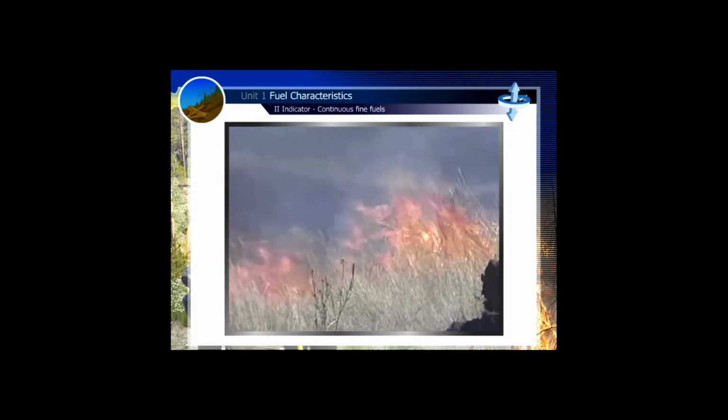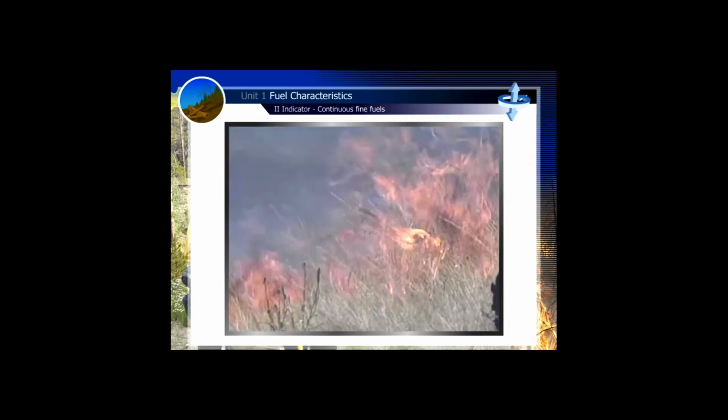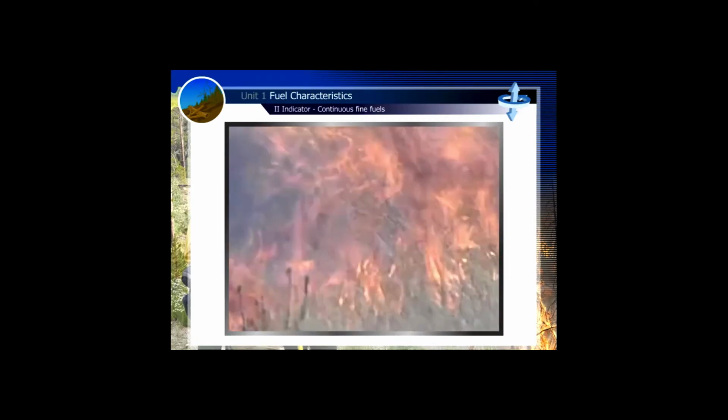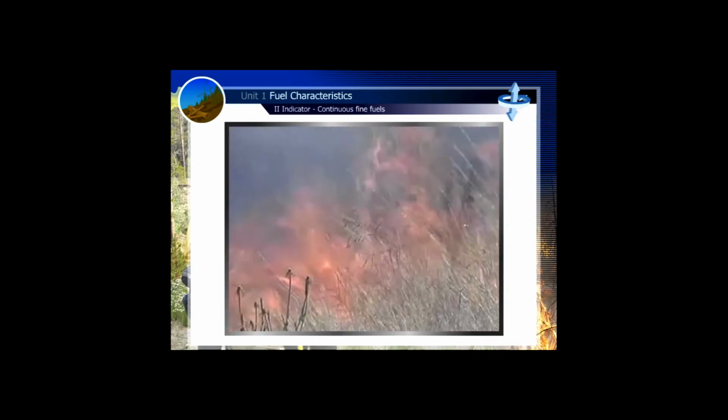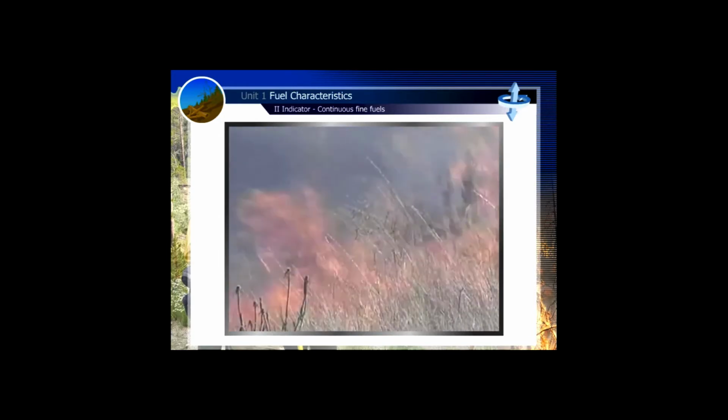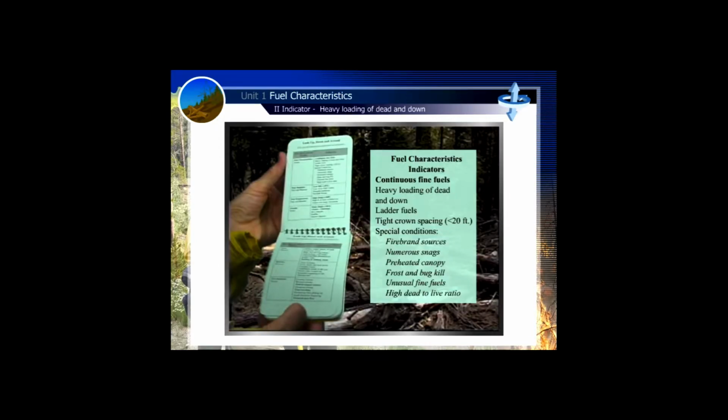When continuous fine fuels are dry, they ignite readily and are consumed rapidly by fire. They increase the potential for rapid rate of spread, and they are the primary carrier of fire. The next indicator, heavy loading of dead and down fuels, is on the other side of the fuel scale.